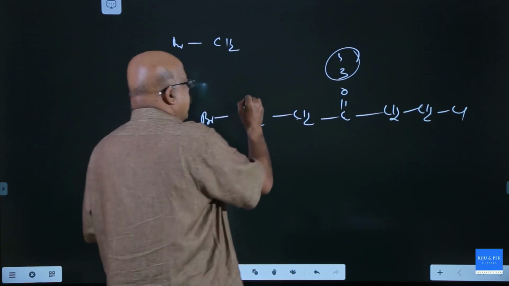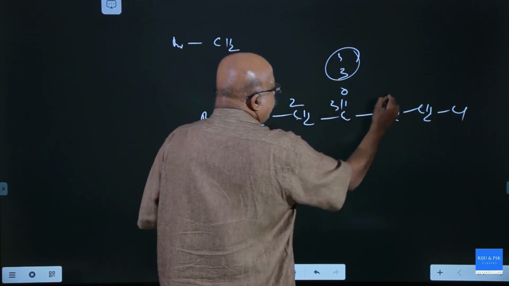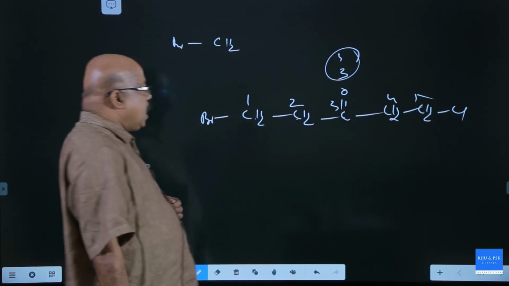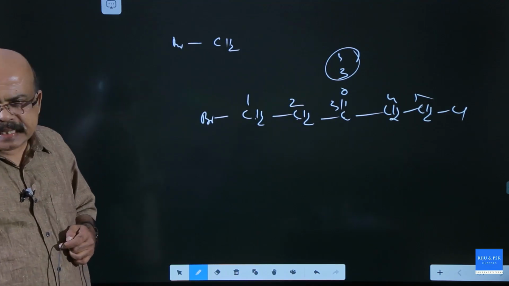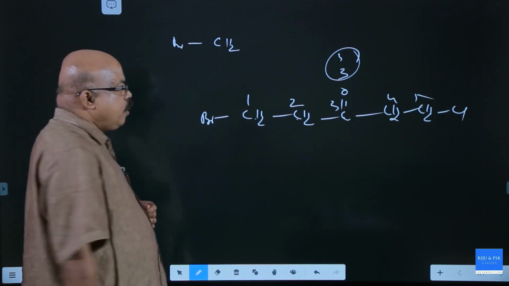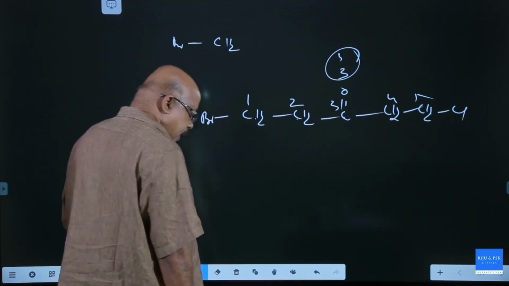Here numbering is done in this way: 1, 2, 3, 4, 5. It is 1-bromo-5-chloro pentan-trione. 1-bromo-5-chloro pentan-trione. Clear?